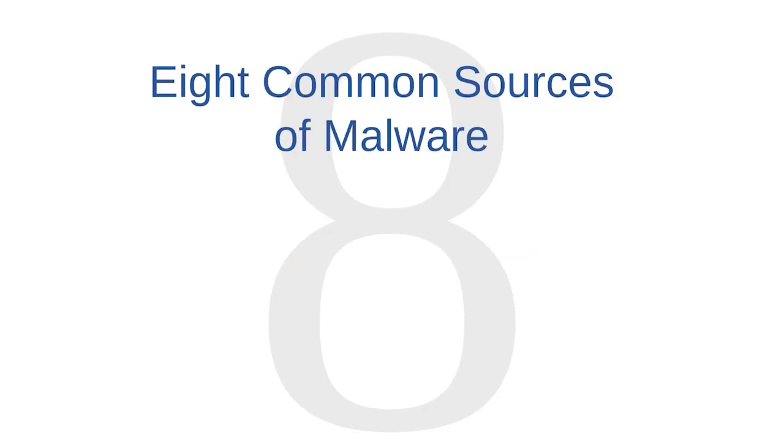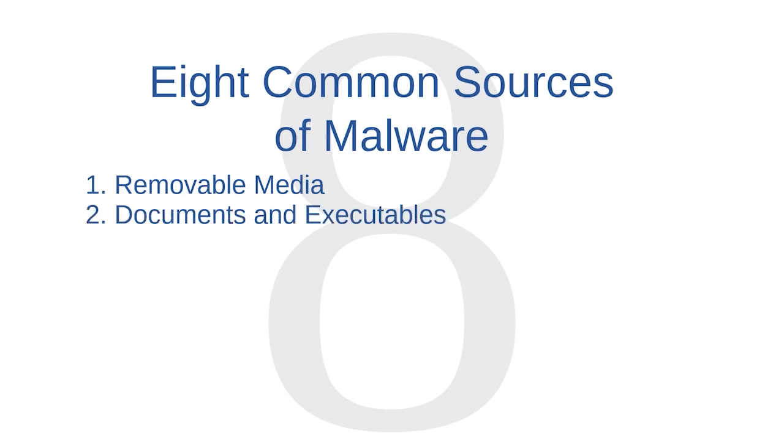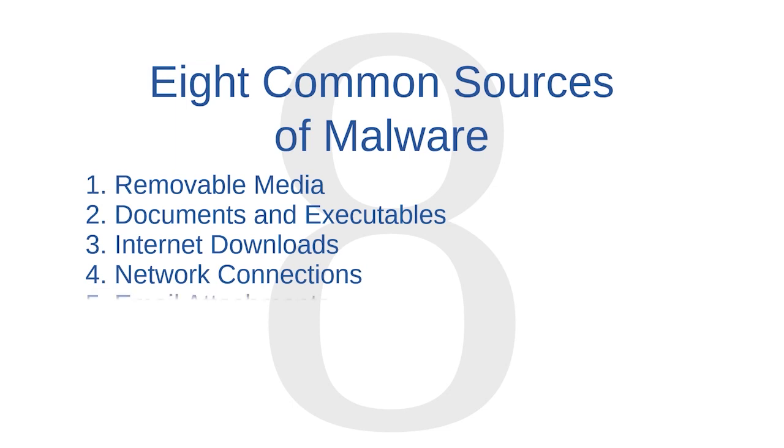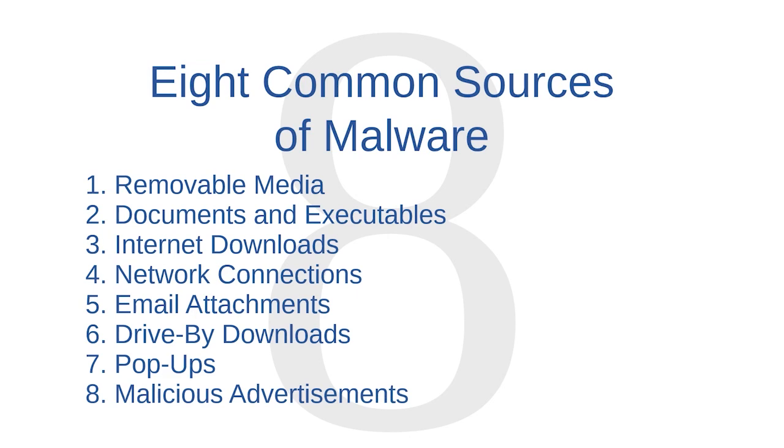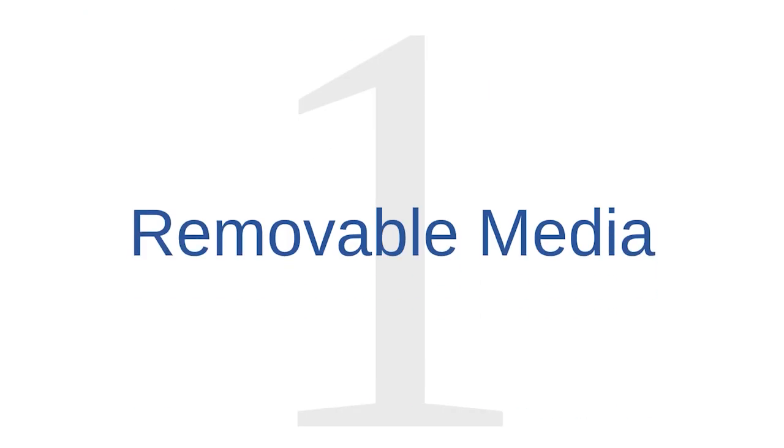In this lecture, I'm going to describe 8 common sources of malware: removable media, documents and executables, internet downloads, network connections, email attachments, drive-by downloads, pop-ups, and malicious advertisements. Malware source number 1 is removable media.